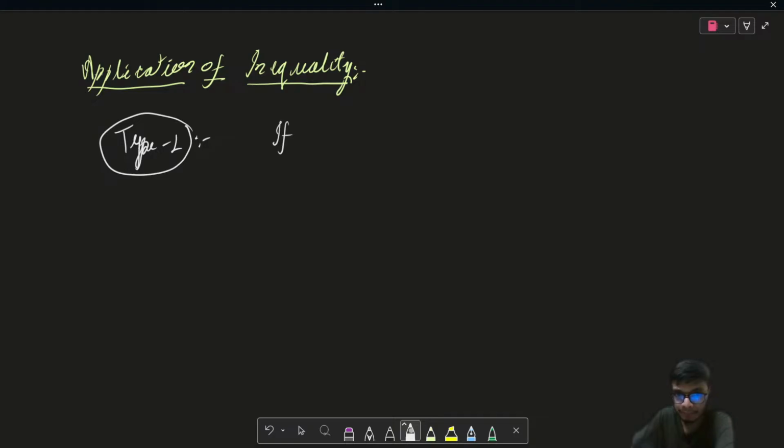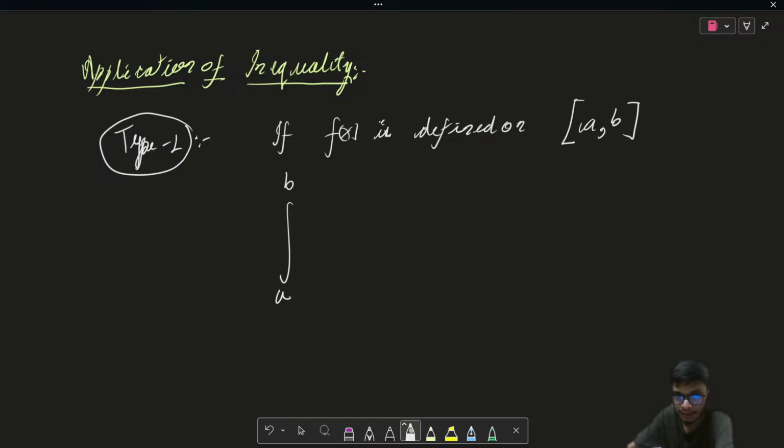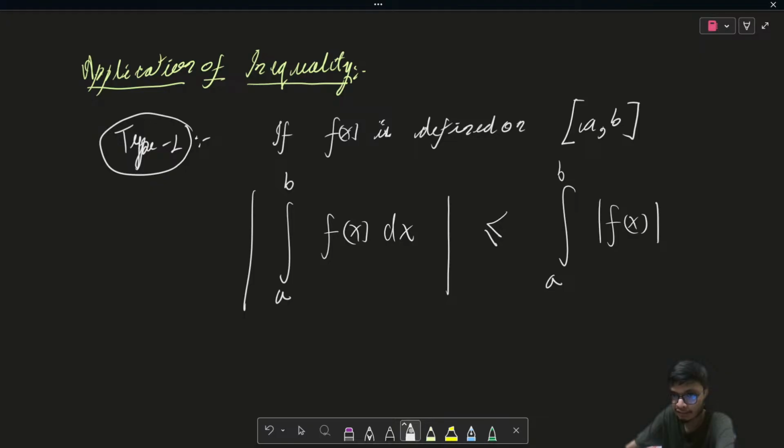If you have a function which is defined on the closed interval a to b, then whenever you have an integral from a to b of f of x dx, the mod of this is always less than or equal to the integral from a to b of the modulus of the same function within the given limits. This is one of the very important results that you need to remember.